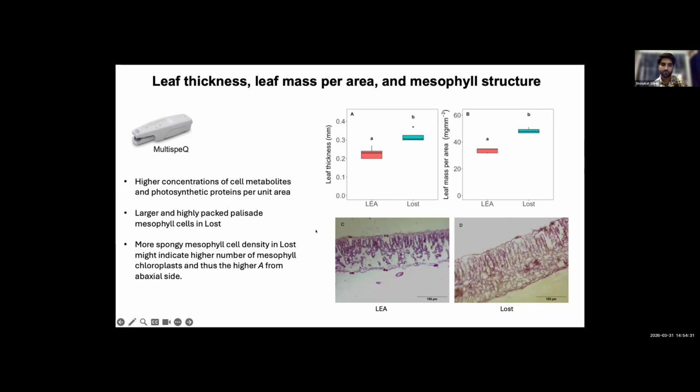The microtomy results showed that, as compared to Lea, this cultivated species, the wild species had larger and highly packed palisade mesophyll cells, like these palisades. But more important than this, it had higher spongy mesophyll cell density as compared to its cultivated counterpart. This could explain its higher photosynthetic capacity from the abaxial surface, because the spongy mesophyll is towards the abaxial surface. Not only that, this higher mesophyll cell density might also mean a higher number of mesophyll chloroplasts and high chlorophyll content.